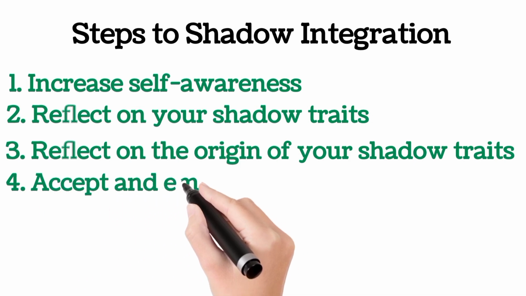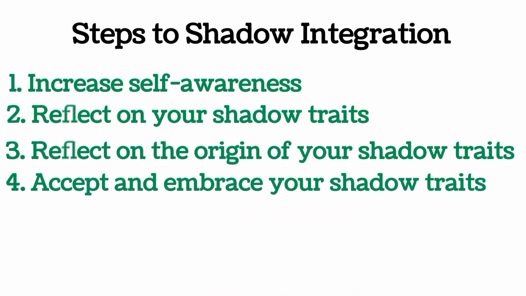Step 4. Accept and embrace your shadow traits. The next step is to accept and embrace both the positive and negative aspects of your shadow self. This involves acknowledging and owning both the light and dark aspects of your personality.